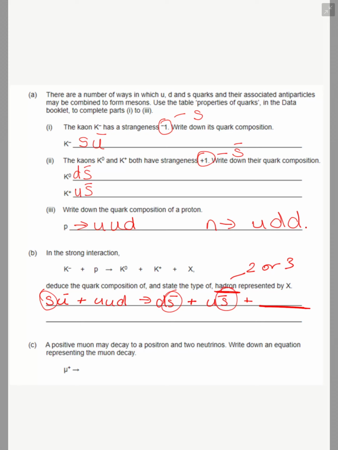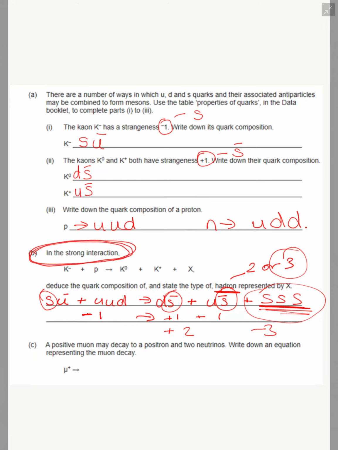So if the strangeness on this side is -1, and then we look on this side and it's +1, +1, then obviously here our strangeness at the moment is +2. So this value here needs to be -3, so it's strange, strange, strange. And there we go. We found something with 3 particles. It conserves our strangeness. Now we know our strangeness has to be conserved here. It's a strong interaction. The only time strangeness isn't conserved is if it's a weak interaction.